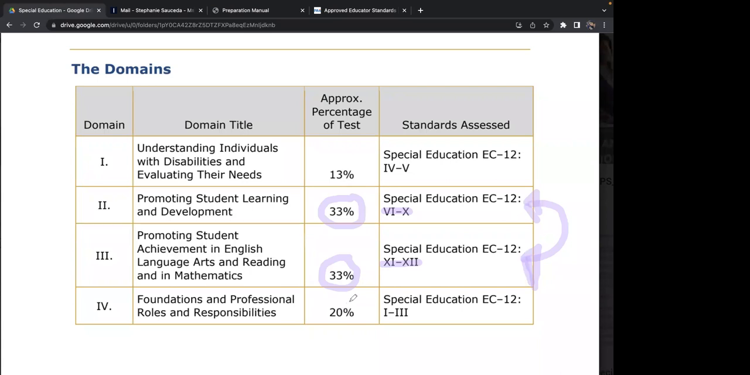So at the end, you also have 20% with foundations, professional roles, and responsibilities. So 13% is you understanding individuals with disabilities and evaluating their needs. That means a basic or summarized notion of different disabilities that students might encounter. So you would have an emotional behavioral disorder, or someone that has a learning disorder with specific reading comprehension, or someone who's dyslexic. Within special ed, it is such a large umbrella because it isn't just those that need support in an obvious way.